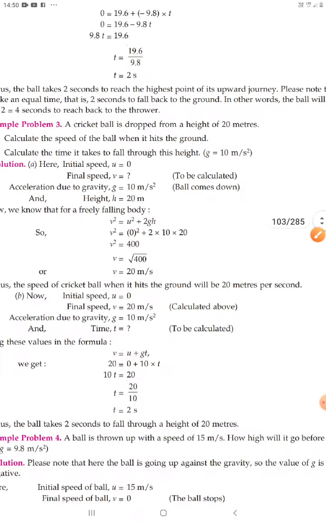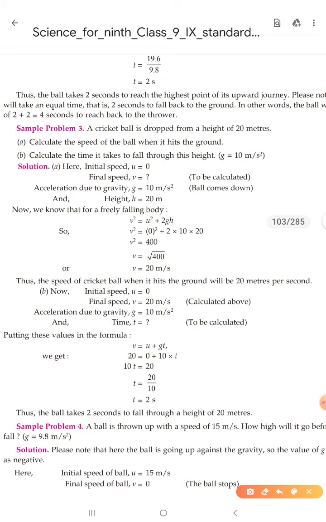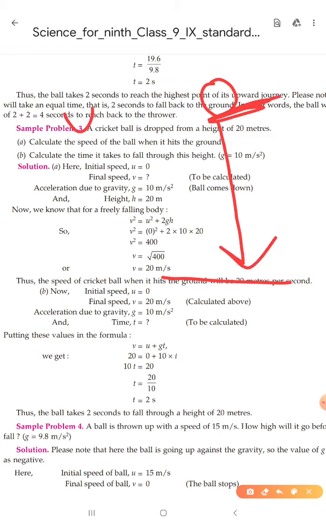This is the question, and what is given I already told you. We should know one thing, which is very important, and I already discussed it in the previous video. Whenever a ball is dropped from some height, we assume its velocity is 0, u equal to 0, in this condition. The initial velocity is 0. We have to find out the final velocity.